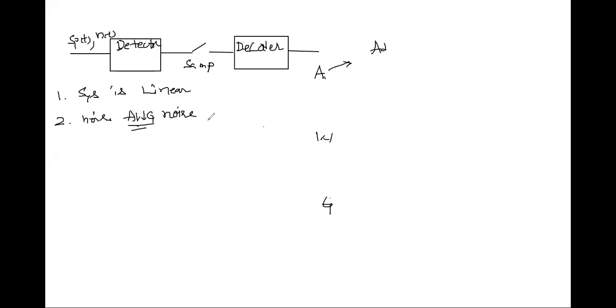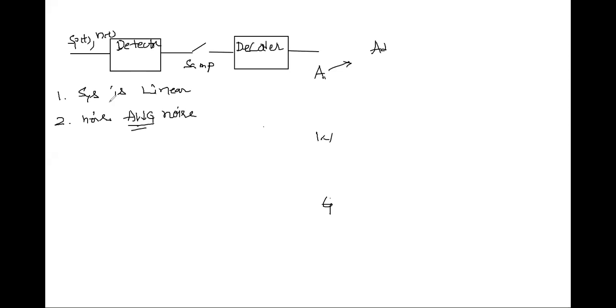Detector, decoder. Okay. So now, this is the detector and this is the decoder. The input to the detector is signal and noise.